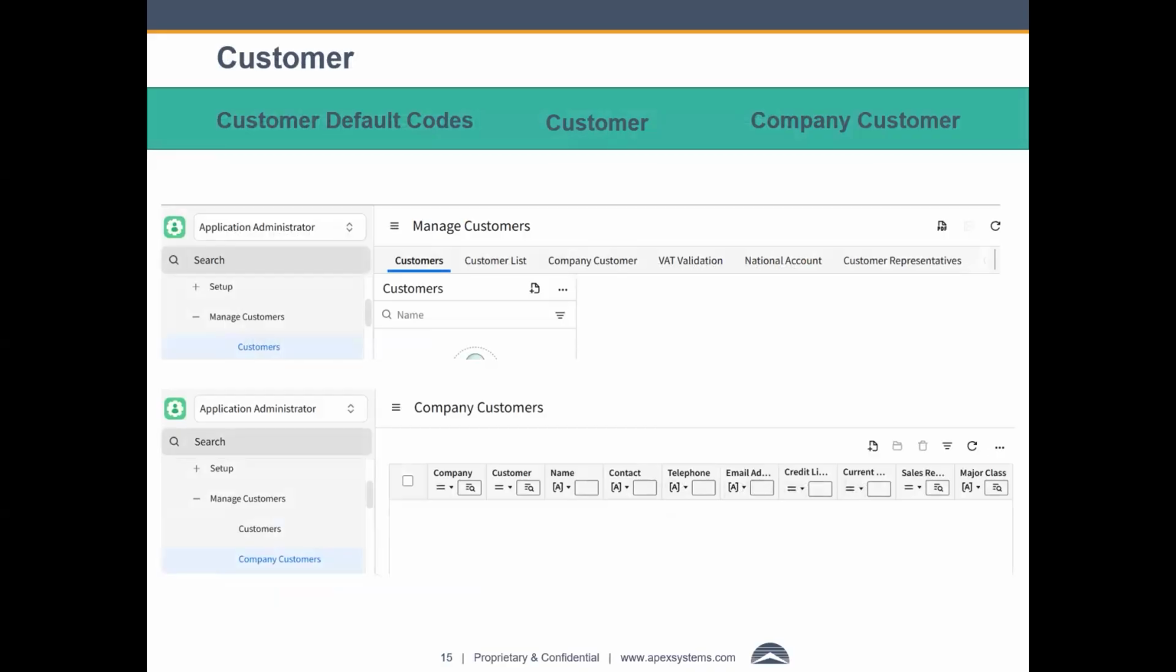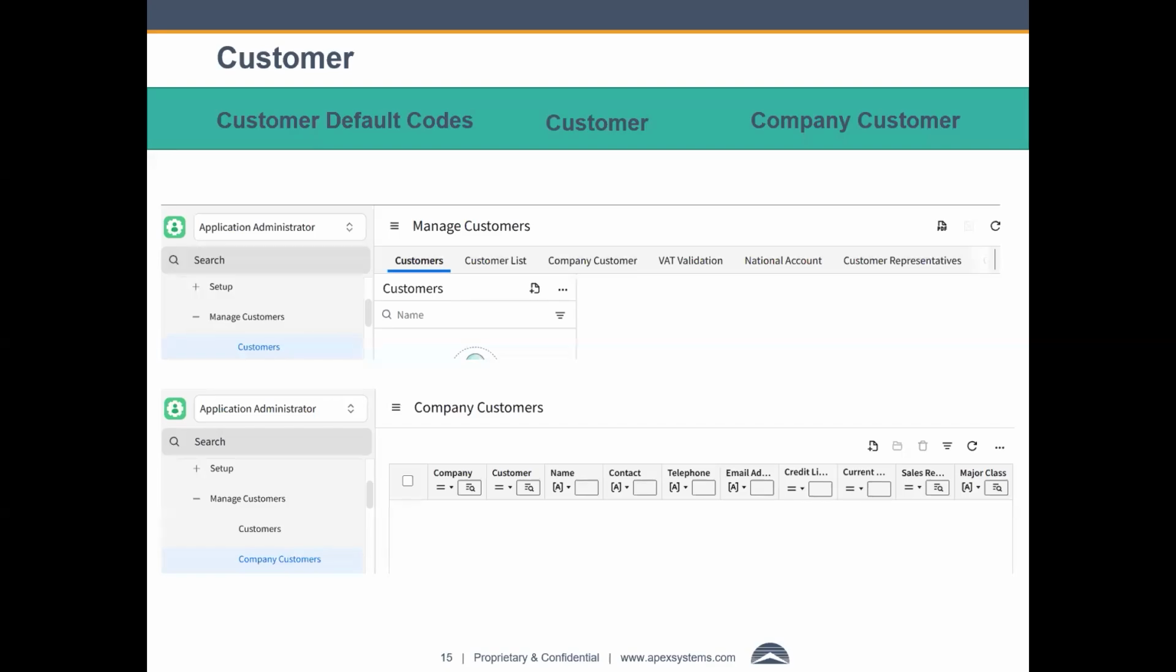I know I've used this sentence before, but again, before we can move to the functional side of receivables, you must set up your customer defaults, your customers, and your company customers as well. So just a quick overview about customers. A customer is a person or entity from whom you charge and collect money. A customer record contains the name, address, limits, and identifiers of each customer.